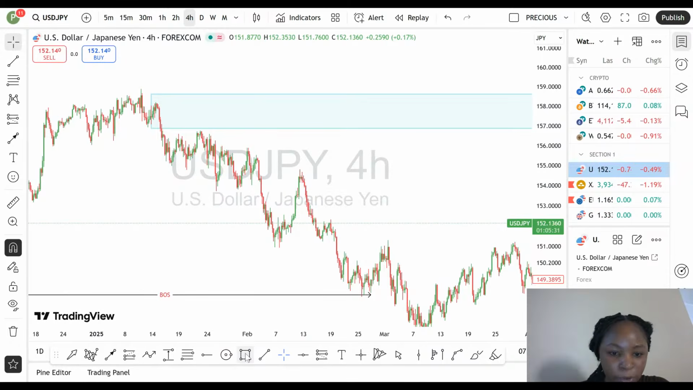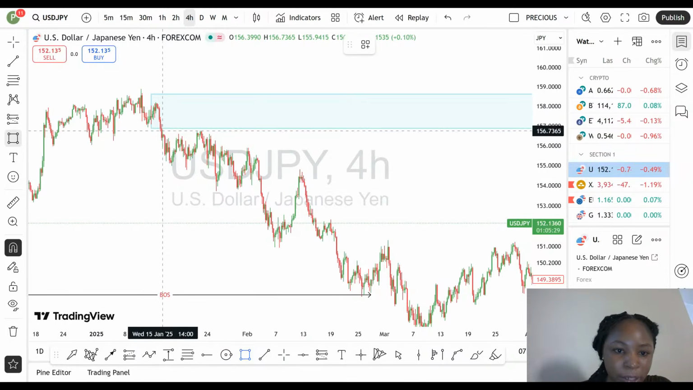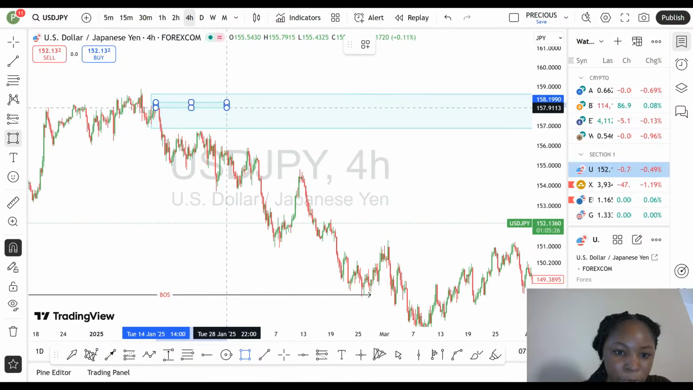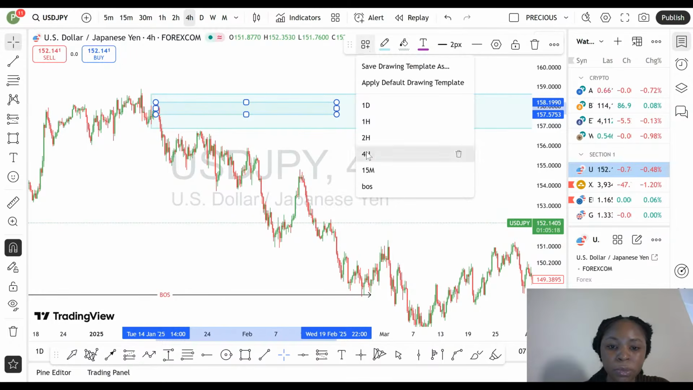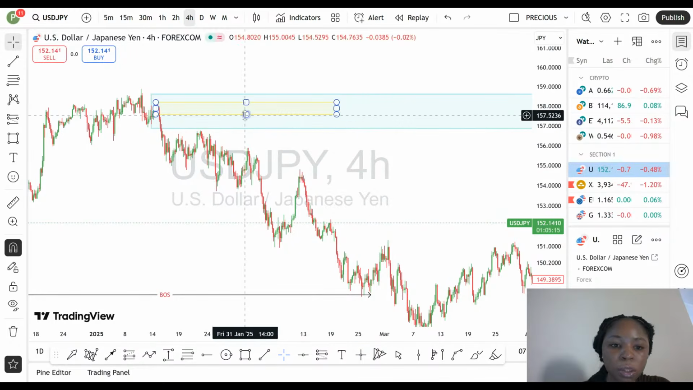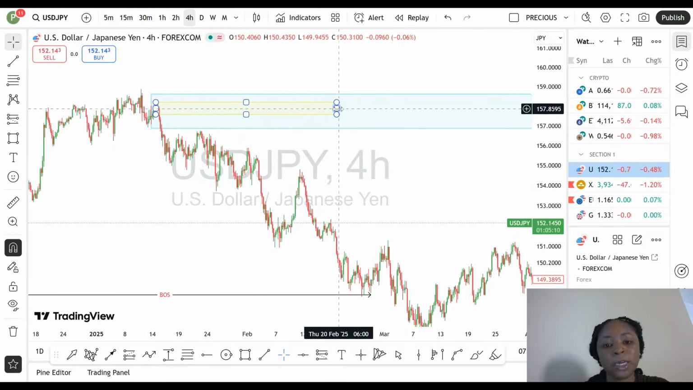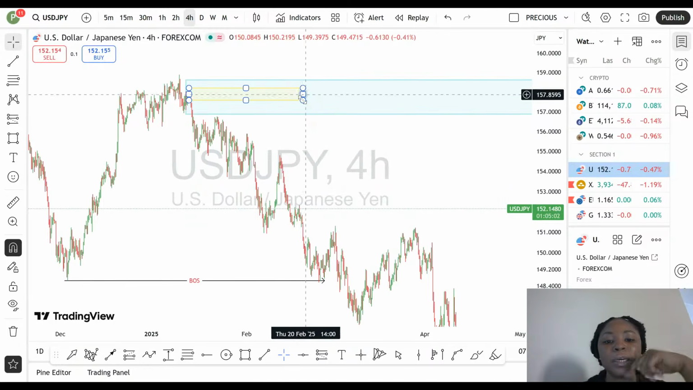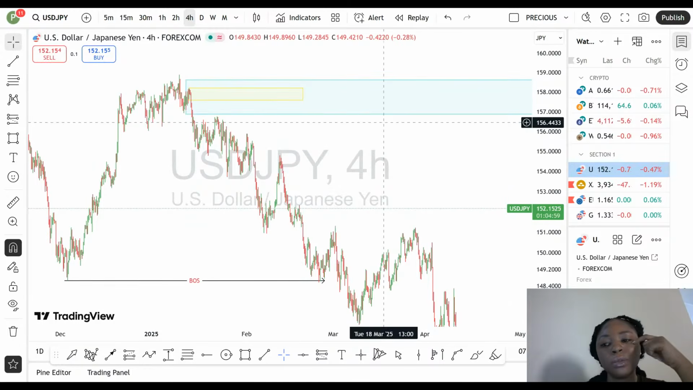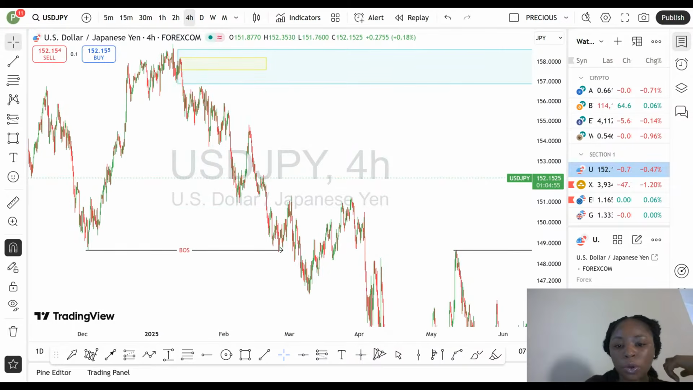Also, you can see I'm marking my order block now. I'm going to take this as my order block from this region. That means I'm expecting price to come into that level and then come all the way to my 4 hours order block and mitigate it. And then I can go as low as 15 minutes again to mark out my order block. When price gets into this region, I know this is where I should be focusing on getting a sell.